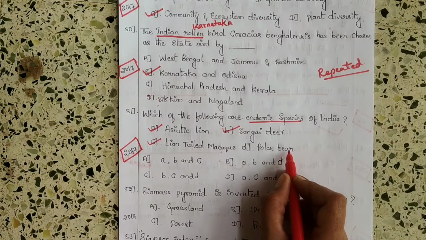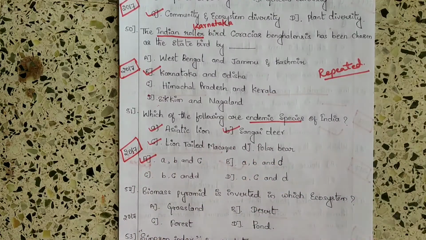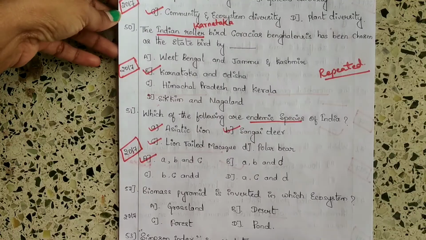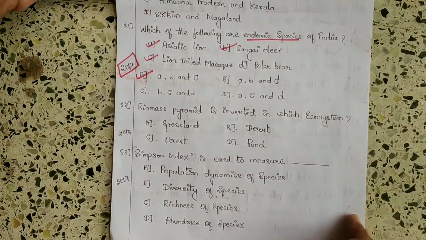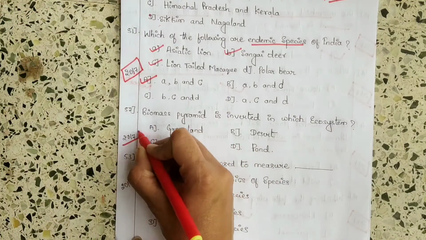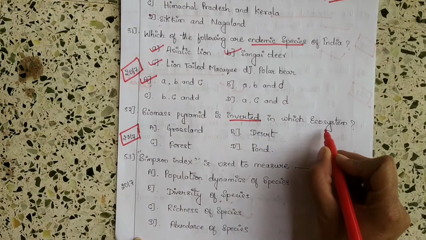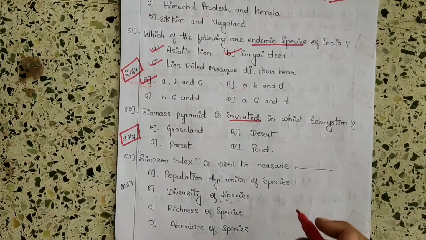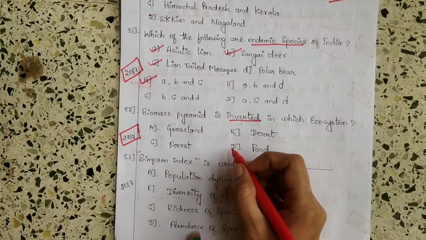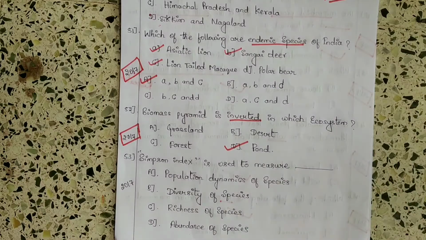So you can see A, B, C in option A. So option A is the correct answer. Let us move on to the next question. Next question, 52nd, which is asked in the year 2017. The biomass pyramid is inverted in which ecosystem? So the answer is a very direct question. The answer is option D, that is, in pond ecosystem the biomass pyramid is inverted.